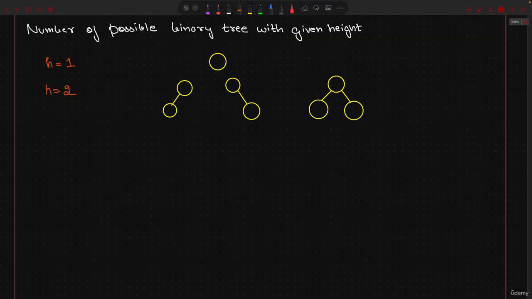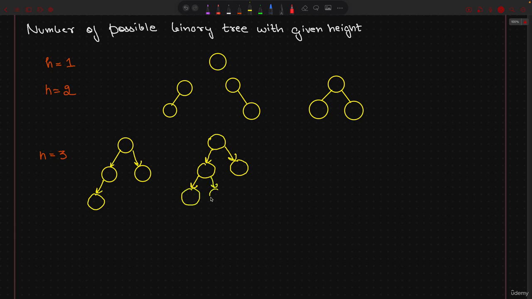Next can be height equals 3. For this particular height, we can have many binary trees. So let's say something like this. This is having height 2. Now we can have this. Similarly, this is also a binary tree with height 3, right? So there are actually many possible for height 3. We will not be able to draw all of them. And the answer comes out to be 15.